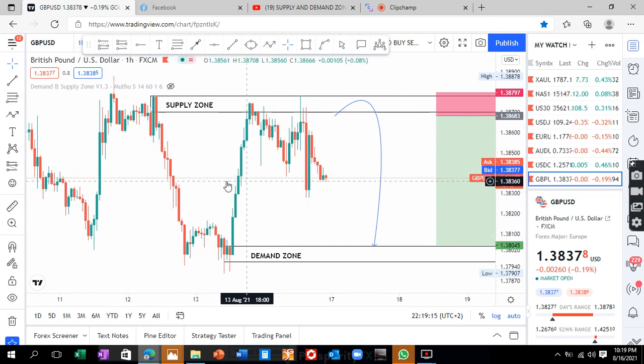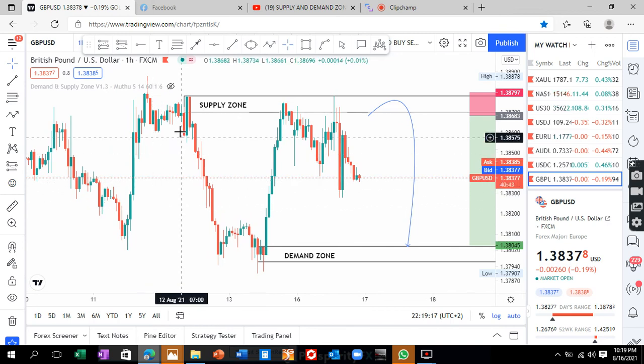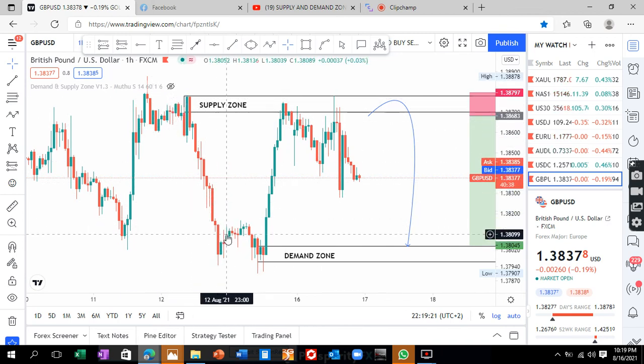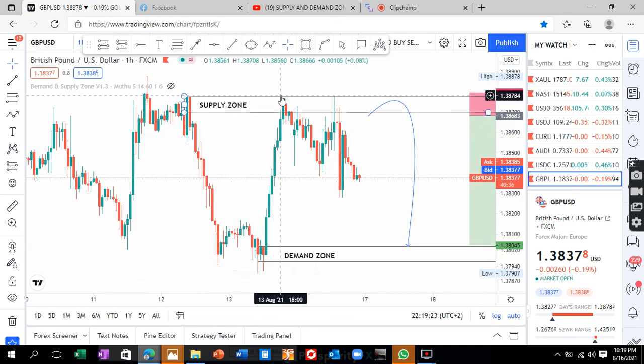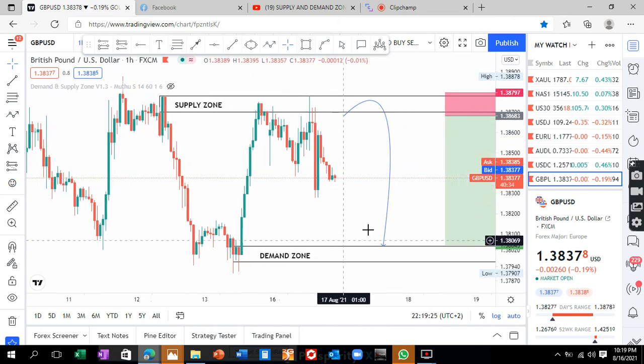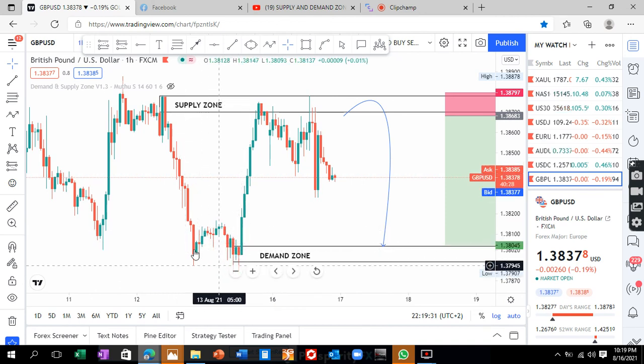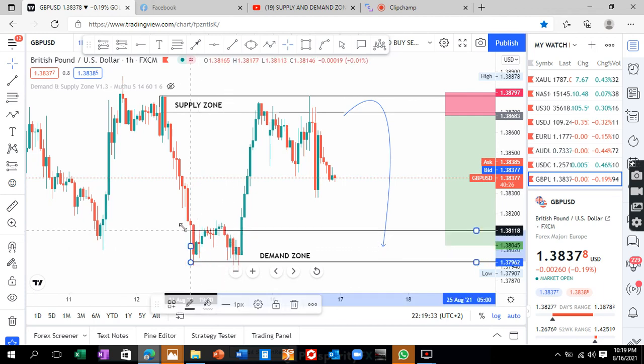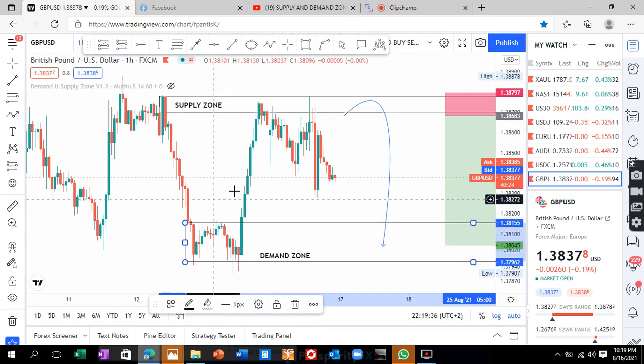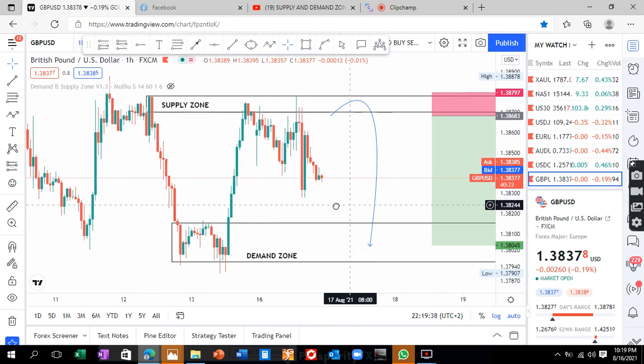Yeah, actually, let me show you the one for drop base rally. You see, we had a drop base and a rally. Like again, what you're just going to do is extend this same demand zone. All this becomes a demand zone, right? All this level from here up to here becomes a demand zone. Just wait for price to come back to this level.